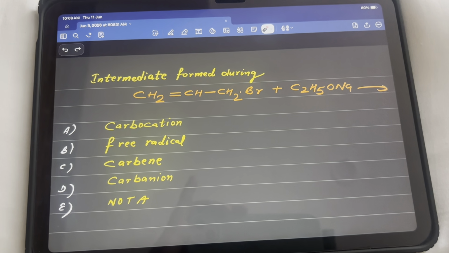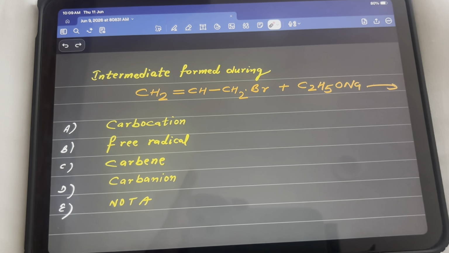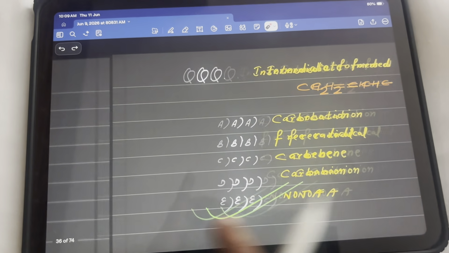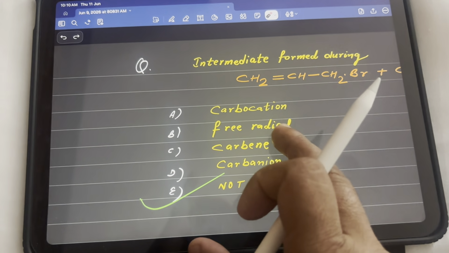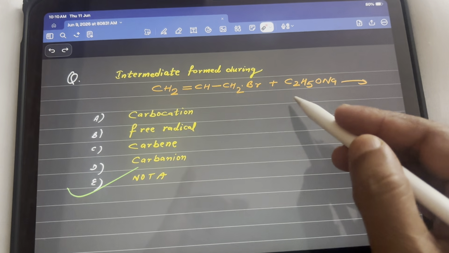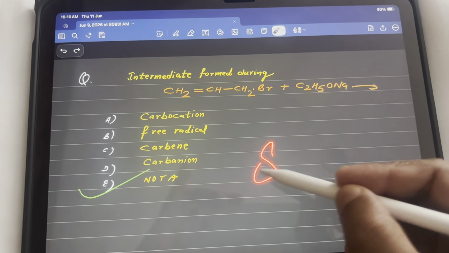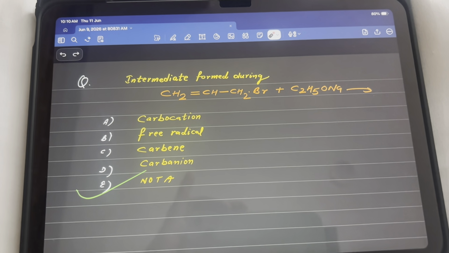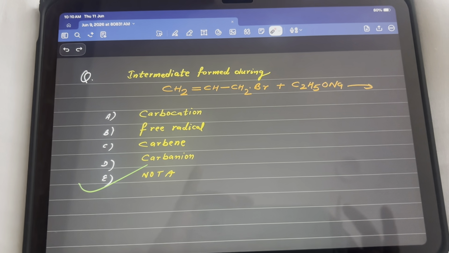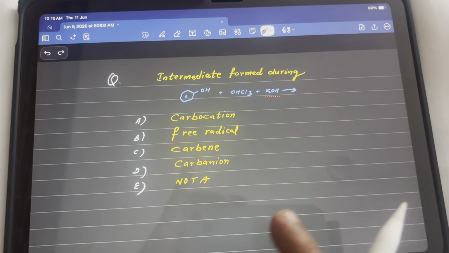Now another question on your screen. Intermediate formed during this reaction. Allyl bromide, sodium ethoxide. So the correct answer is none of the above, because it is 1 degree alkyl halide and this is a strong nucleophile. So it will attack from the back side and it is an example of SN2. Elementary reaction, simultaneous breaking and making of bond. This proceeds without formation of any intermediate, through a transition state. No intermediate is formed.